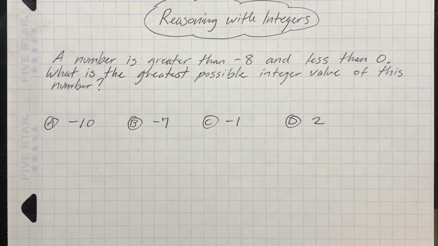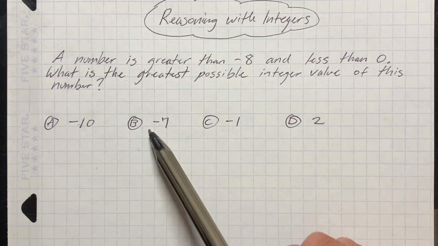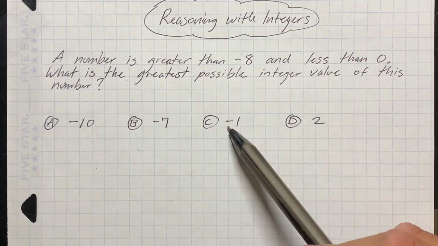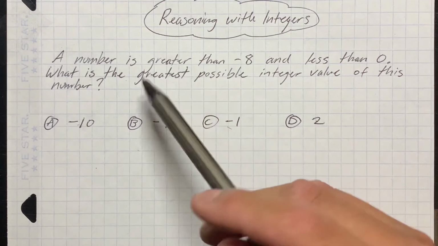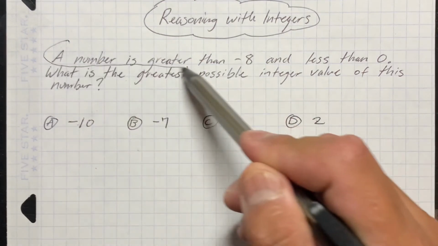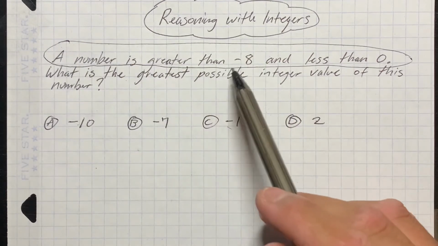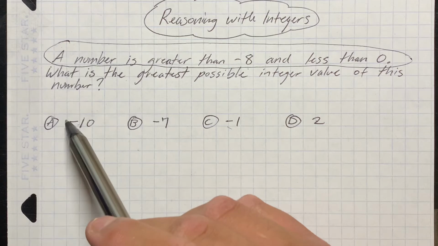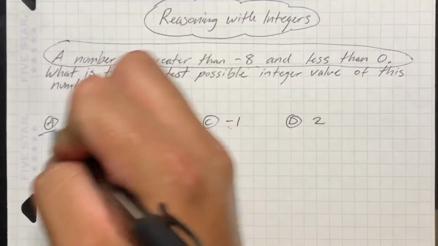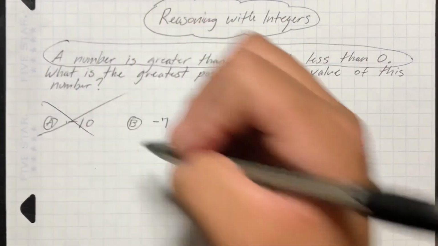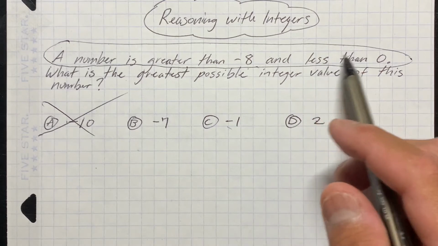So we have 4 options. A, we have -10. B, we have -7. C, we have -1. And D, we have +2. So already, check this out. You have to really read this. A number is greater than -8. So if you have -10 here, -8 is greater than -10. So we know automatically it's not going to be A. Cross that out.